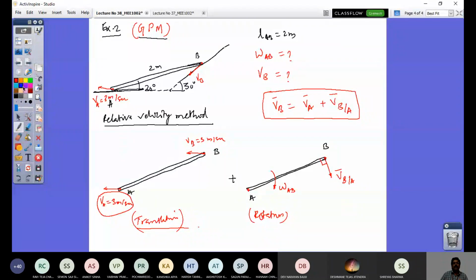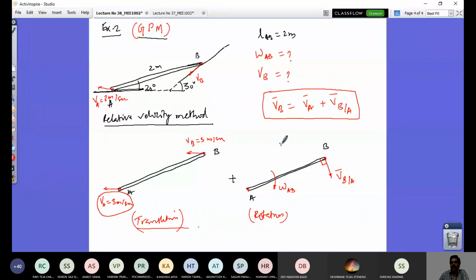Now, how do you solve this problem? Look at that, it's very simple. How is this related? VBA is this point's velocity with respect to point A, and that would be the length of this bar, LAB, times omega AB, right? So I can get omega AB if I know this magnitude.